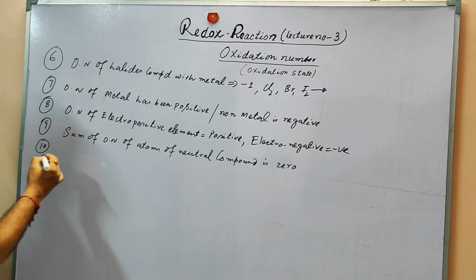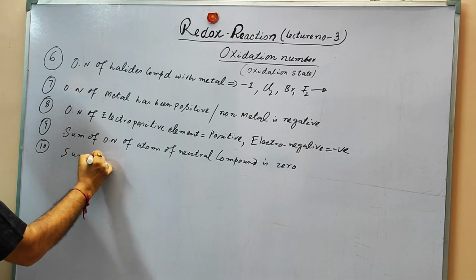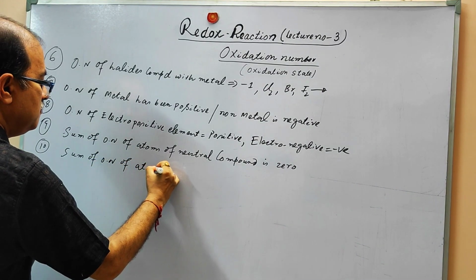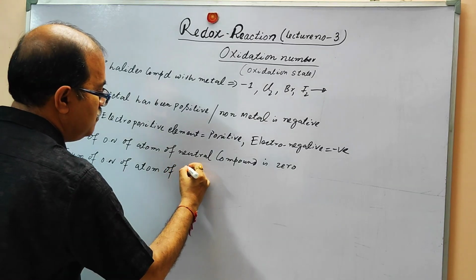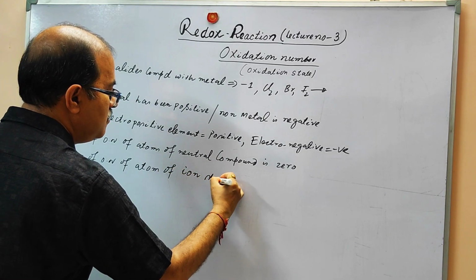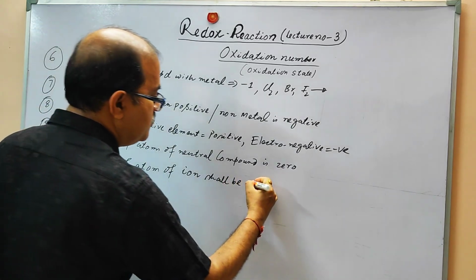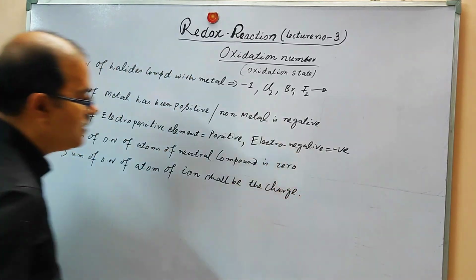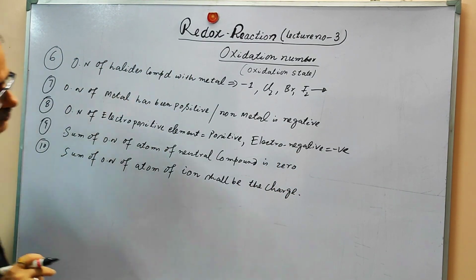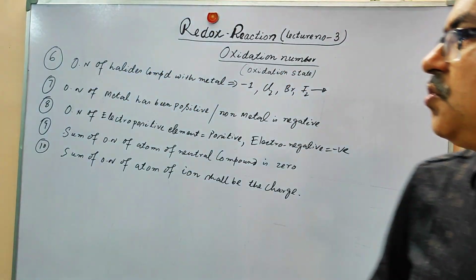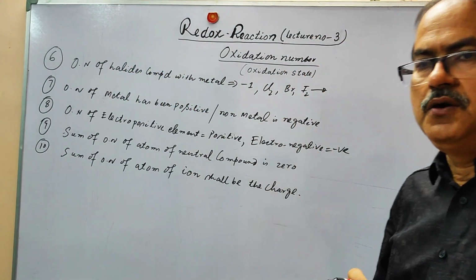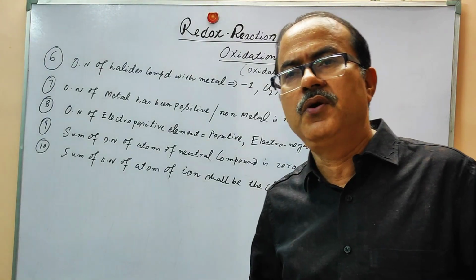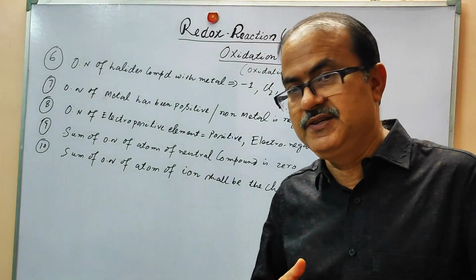Tenth point: the sum of the oxidation numbers of atoms of an ion shall be the charge of that ion. So these are basically the 10 rules that we have to remember, and they are very simple rules. If you go through them one, two or three times, you can easily memorize them.